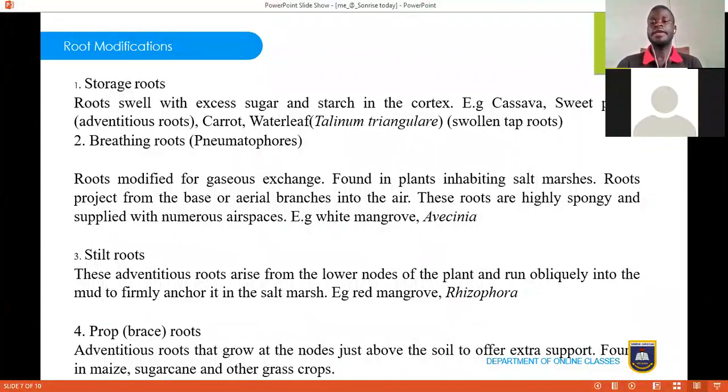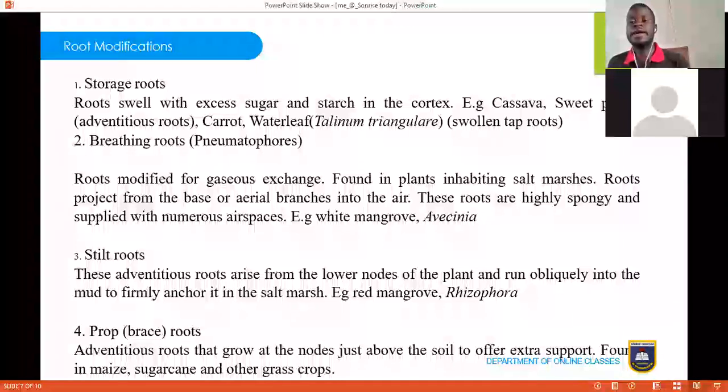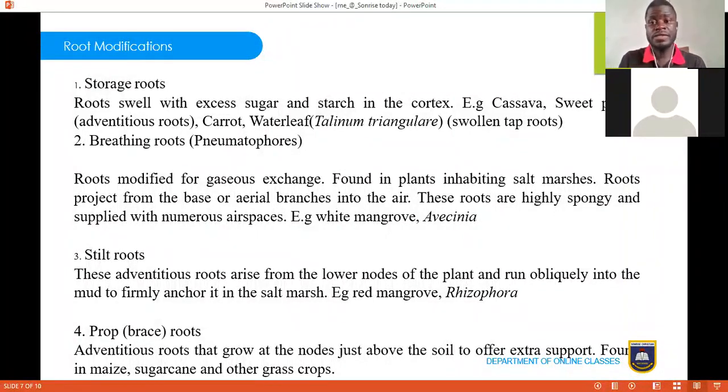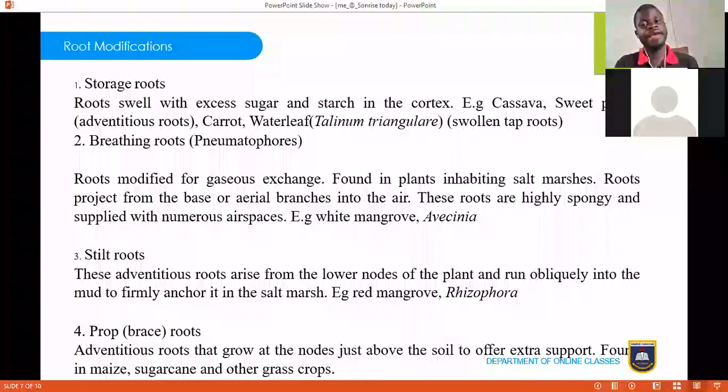All right. Now there are examples of such plants that store food in their roots. We have the cassava, the sweet potato. Bear in mind that cassava and sweet potato storage roots are adventitious roots. These are not true roots. They are not roots coming from the radicle. They are adventitious roots, okay?